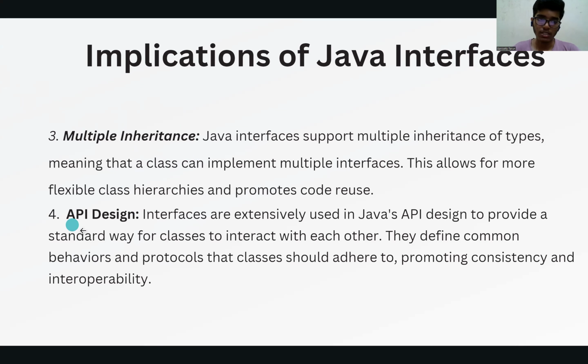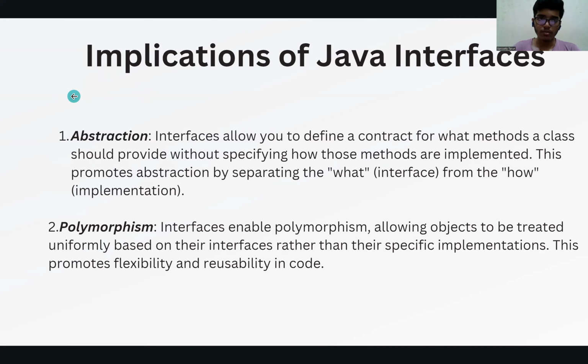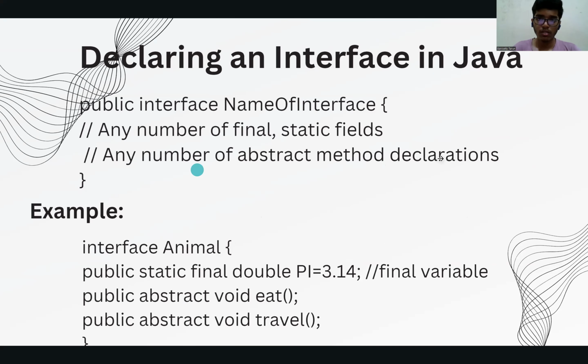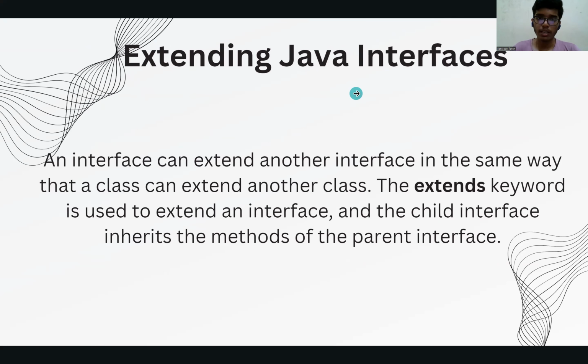The other one is API design. Java interfaces can also be used to design an API. So these are the four implications of Java interfaces. There are many implications, and four of them are here. These are the important implications of Java interfaces. So let me explain the extensions of Java interfaces using a program.